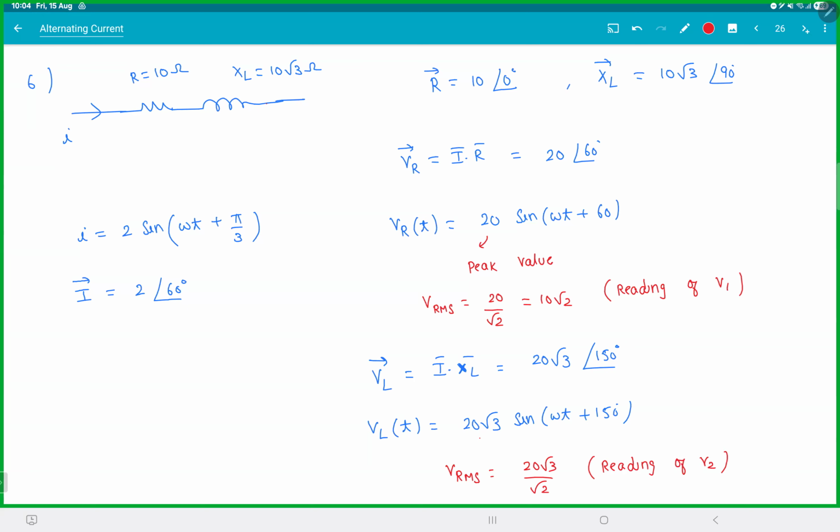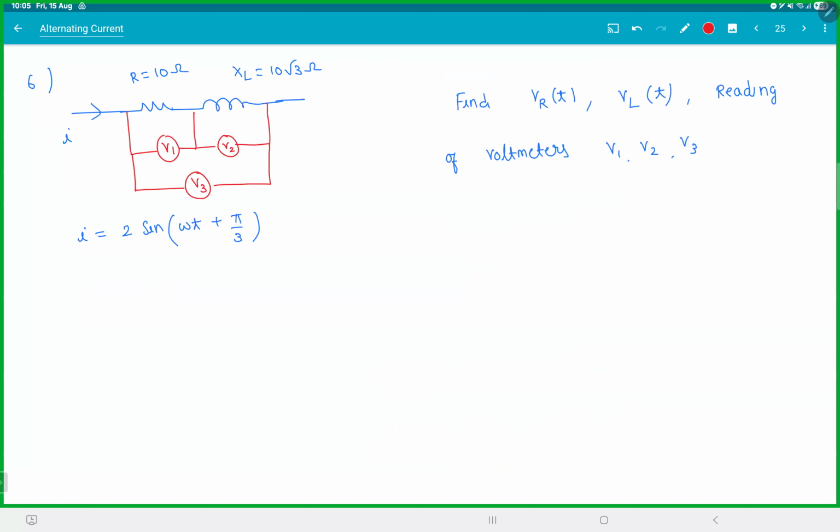So anytime they just ask you the reading of the voltmeter, you need not convert everything. You got the peak value, no? This is the peak value. Directly you can divide by root 2. Are you getting that? How do you find the V3 reading?